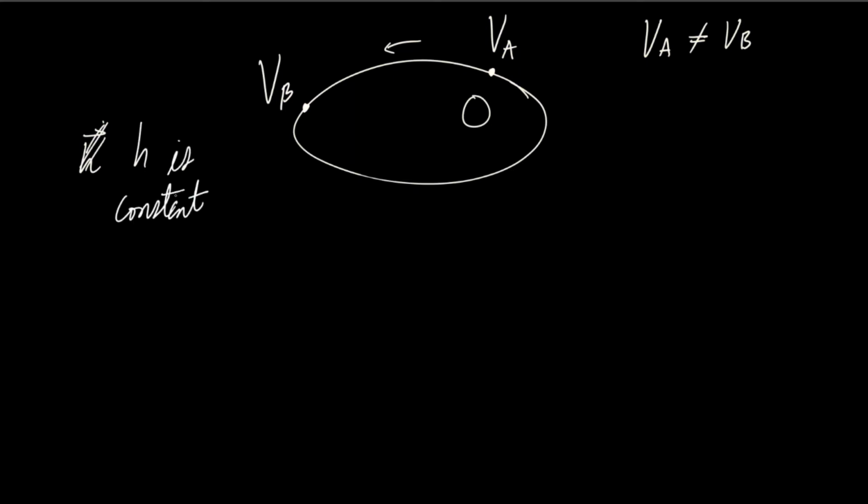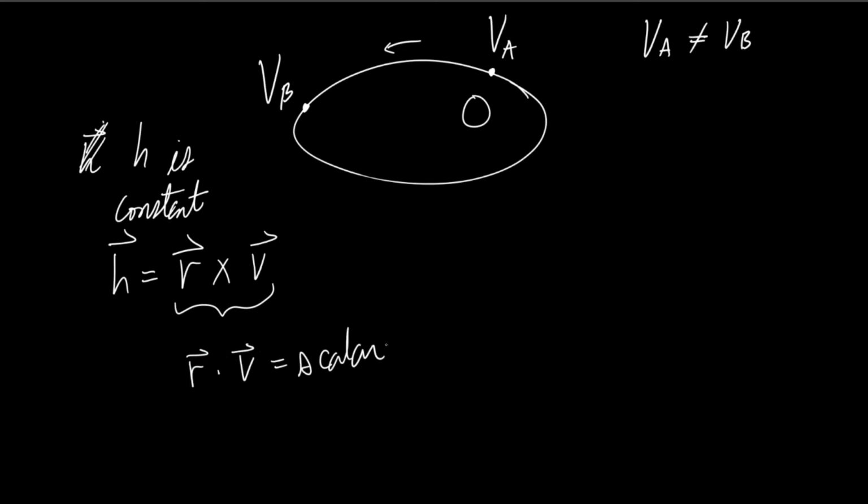And what is h? h is simply r cross v. It's probably like this, because cross gives you a vector. What does a dot product give you? It gives you a scalar, right? So if you do this, then this is h. But yes, angular momentum is conserved. Therefore, velocity at A is faster than velocity at B.